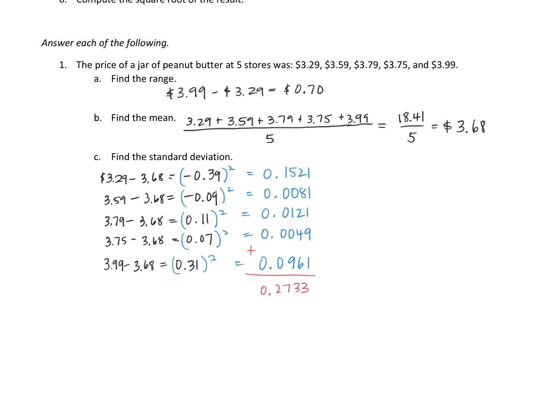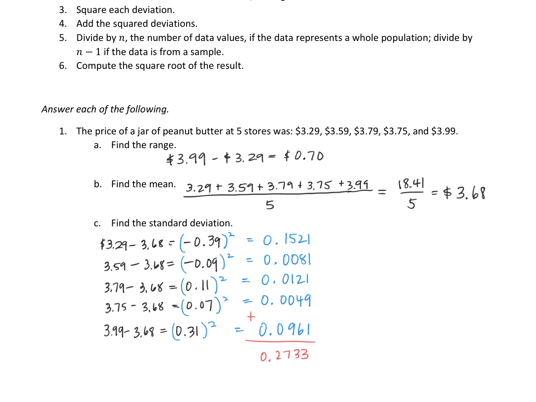Okay, so again, let's go look and see what we need to do next. Number 5, divide by n if you have the whole population, or divide by n minus 1 if the data is from a sample. So we're going to assume that there are more than 5 stores carrying this peanut butter. So this is a sample. So we're going to divide by n minus 1. Remember, n is the number of data values. So in this case, n is 5. So if you have a sample, n minus 1 would be 4.